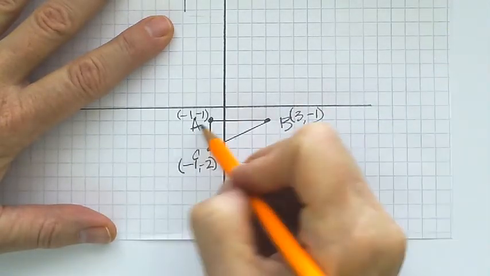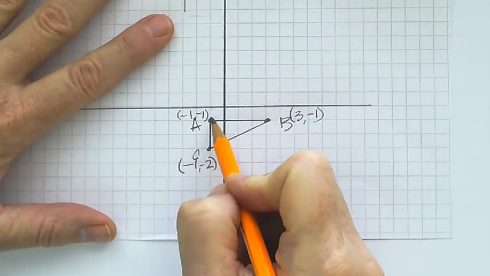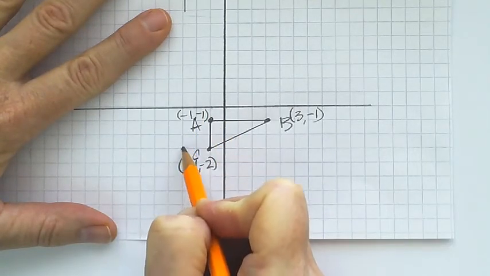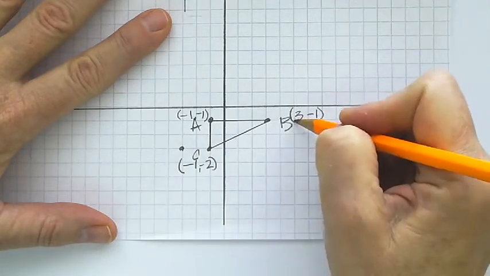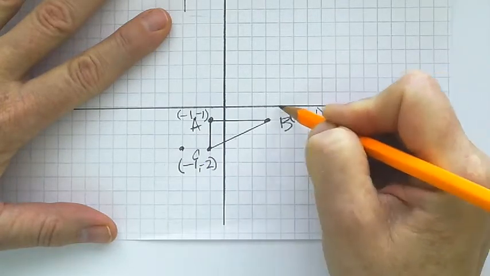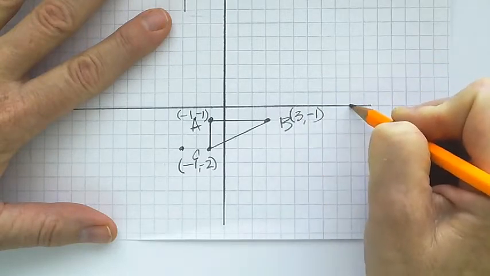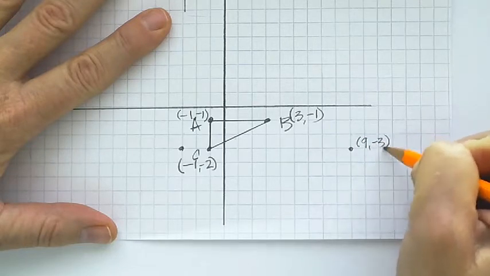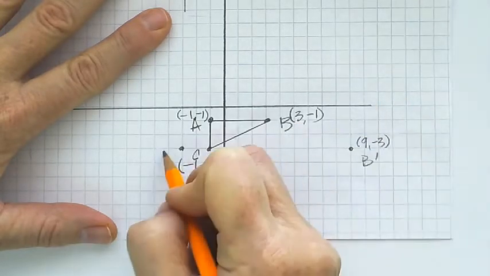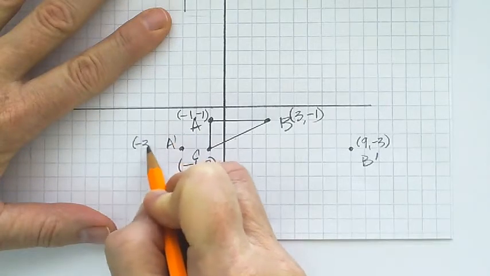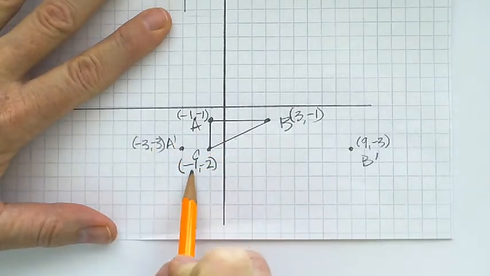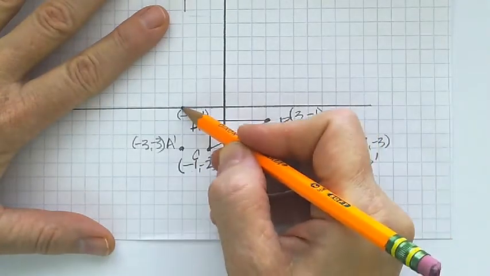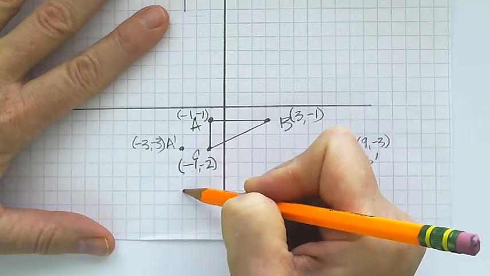So if I'm enlarging by 3, my new point is going to be at -3, -3. This is going to be at 9, -3. So that's B prime. This is A prime at -3, -3, and then this would be at -3, -6. So let's see, 1, 2, 3, 1, 2, 3, 4, 5, 6.